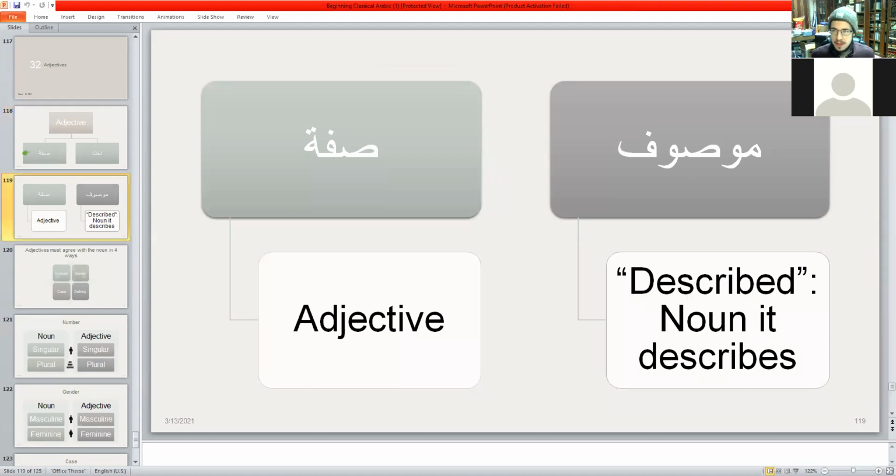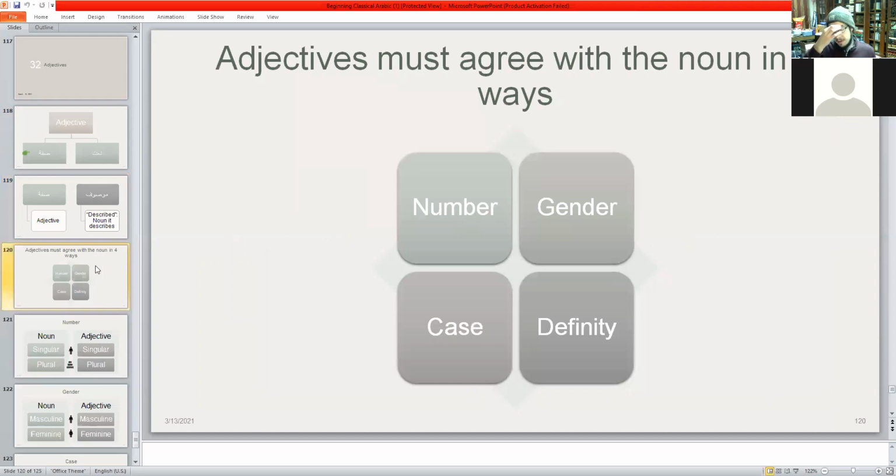There are two parts to this construction, just like with previous constructions, such as prepositional phrases or mudaf mudaf ilayh. Here, the name of those parts are sifa and mawsuf, the adjective and the noun that is being described. These two words, the sifa and mawsuf, they have two important characteristics. The first is that they must agree. There must be agreement between the sifa and the mawsuf, and they must agree in four things: number, gender, case, and definity, whether it is definite or indefinite.